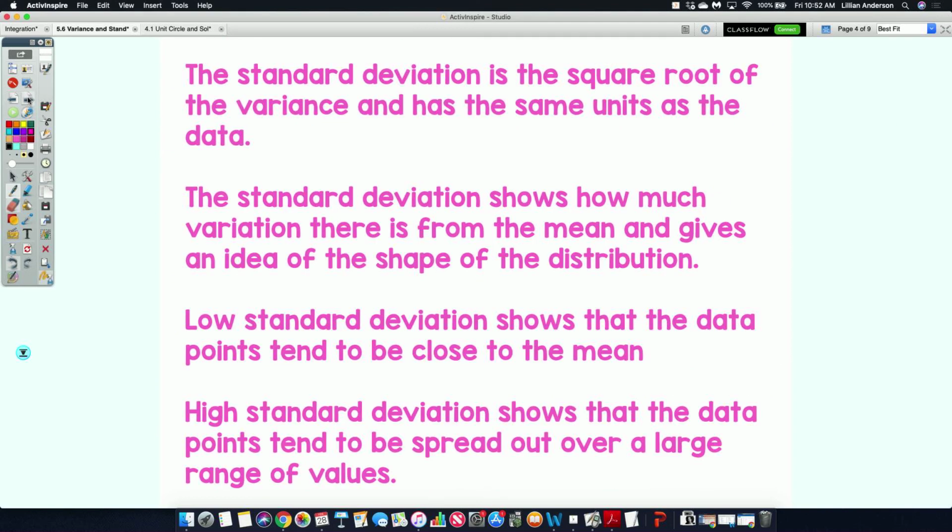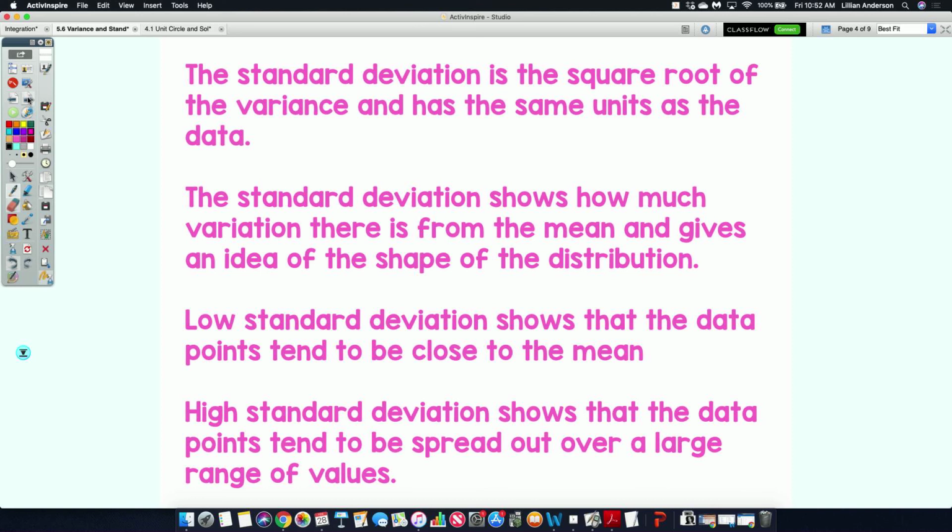Now, standard deviation is the square root of variance, and it has the same units as your data. So if they ask you what's the standard deviation of particular data, you would say 2.5 volts or whatever. But standard deviation shows how much variation there is from your mean and gives an idea of the shape of the distribution.